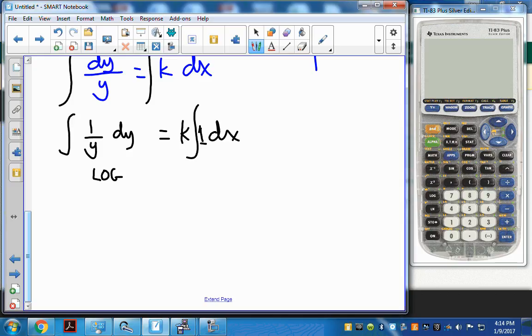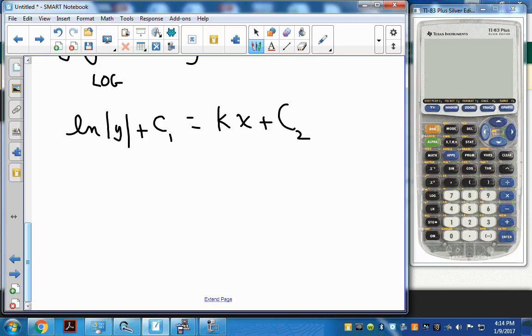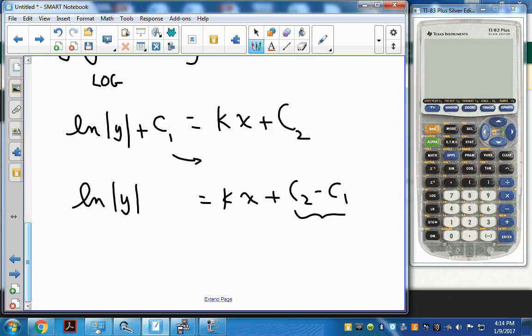So let's see. On the left side, I have the natural log of the absolute value of y plus some constant. And on the right side, I simply have kx plus some other constant. Now, almost never will you write C1 and C2. Instead, what we want to consider, suppose we move C1 to the other side. So we have the natural log absolute value of y is kx plus C2 minus C1, and then just call this a constant C. Okay?